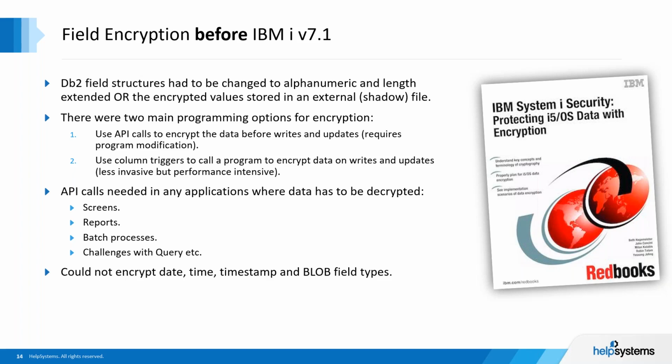In fact, when we were encrypting the data, meaning the outbound transaction to the disk, we had two main primary programming options. Number one was to use API calls to the encryption APIs in order to put the data into an encoded state prior to the write or the update to disk. And that required extensive program modification. It wasn't hard to make those changes, but there was a lot of them.